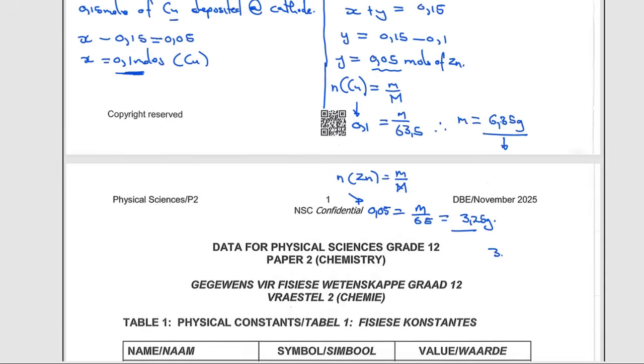Then what I'm going to do is add these two. So 3.25 plus our 6.35. Let me make use of this calculator. 3.25 plus 6.35. Our answer there is going to be 9.6 grams. Okay, so that's our final answer there.